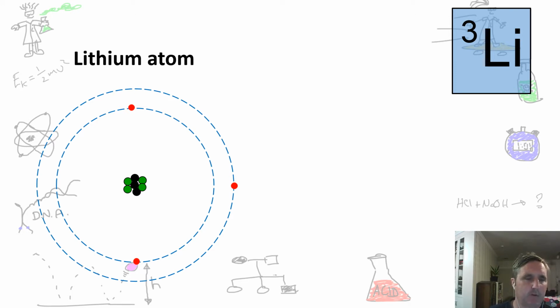Now the electrons are arranged in shells around the atom, and the first shell can hold 2 electrons, the second shell can hold up to 8 electrons. The third shell can also hold up to 8 electrons. Notice here this atom also has 4 neutrons. But we're not going to go into that detail at the moment.